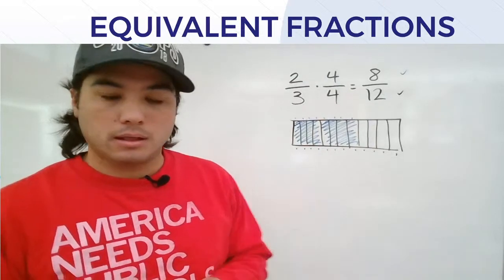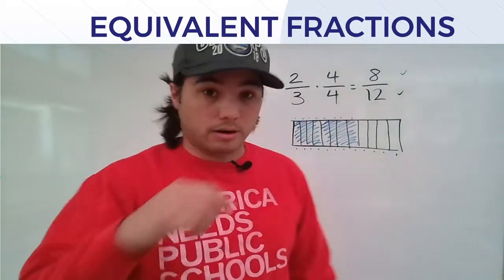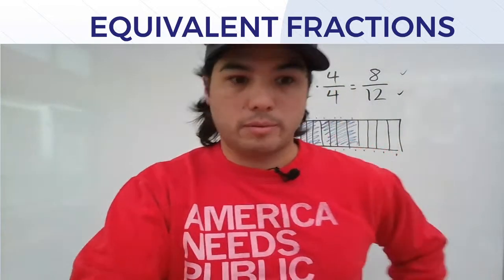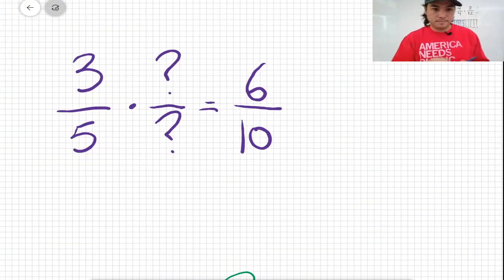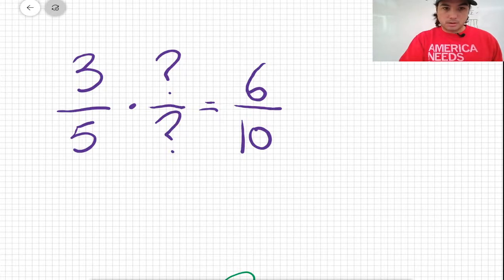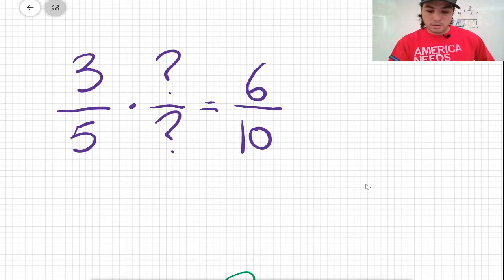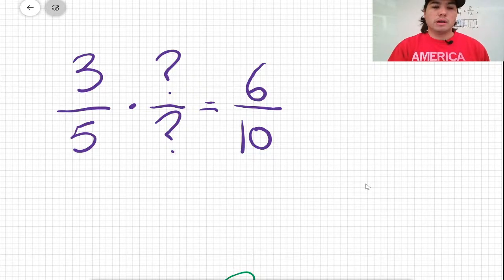Pretty neat, huh? Let's go to our digital whiteboard here, leave our in real life whiteboard behind, and let's try some practice problems. So here's our first one. You'll notice there's some question marks here where we're missing some information and we need to figure it out. So 3/5 times something equals 6/10. So again, we need to think about our rule of multiply the numerators to get a product and then multiply the denominators to get a product.